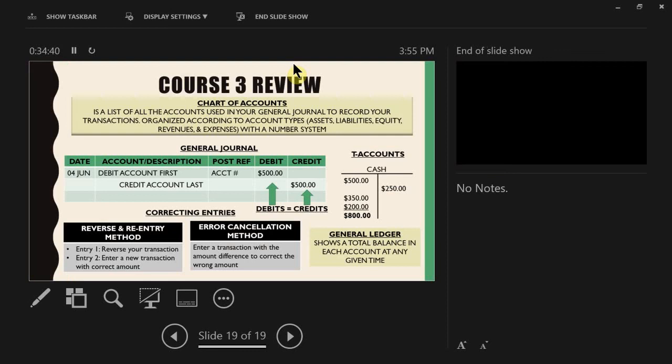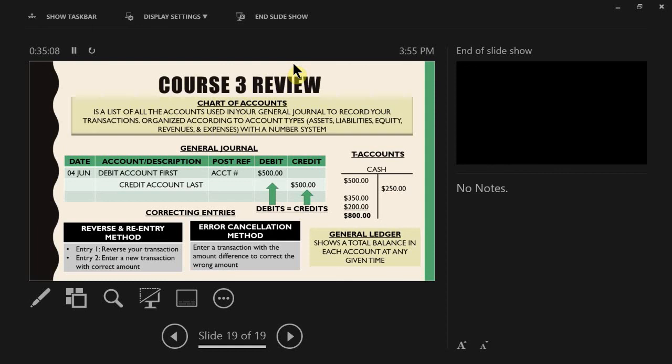Okay? So again, here's a little recap of what we just learned. So we learned about what the chart of accounts does. Here's a perfect example of what a journal should look like. Again, your credits should always equal your debits. Okay, we have a little summary of your T accounts. Down below is going to be your typical correcting errors for your entries, right?